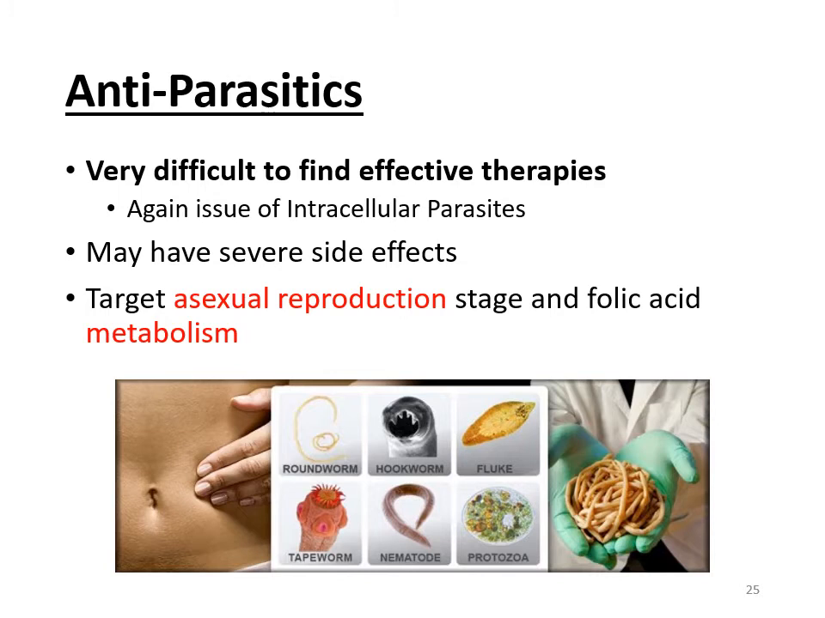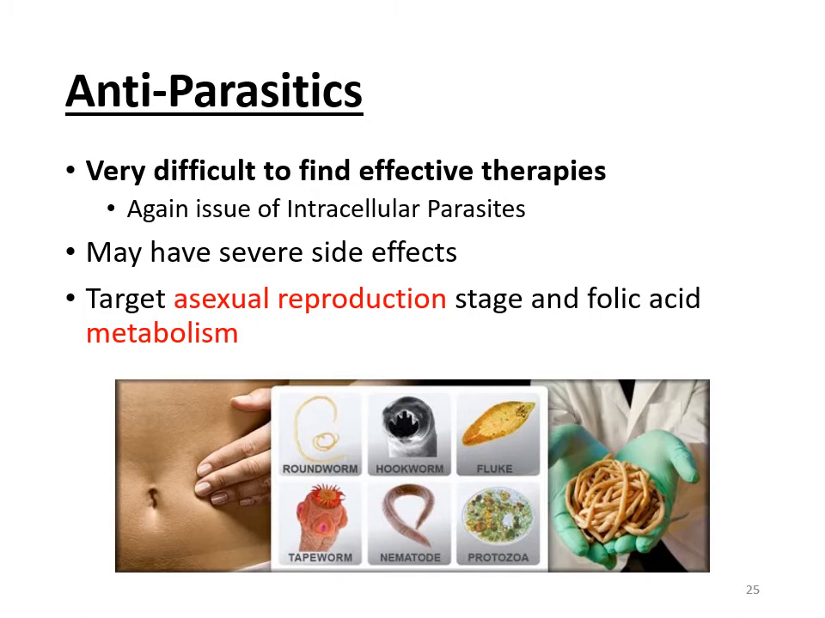Now, since they are difficult and they're intracellular, they will have a lot of really severe side effects like antivirals will. But there are some options for targeting when it comes to parasites. We tend to target asexual reproduction and folic acid metabolism. So asexual reproduction is very selectively toxic because think about it. Do humans reproduce asexually? No, they reproduce sexually. So targeting asexual reproduction shouldn't hurt your host as much.